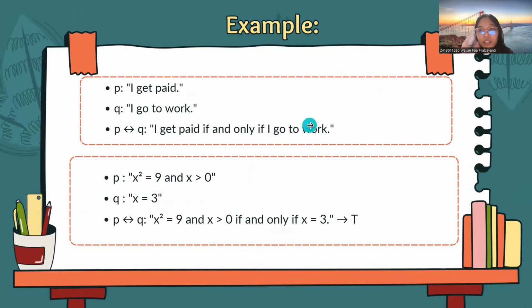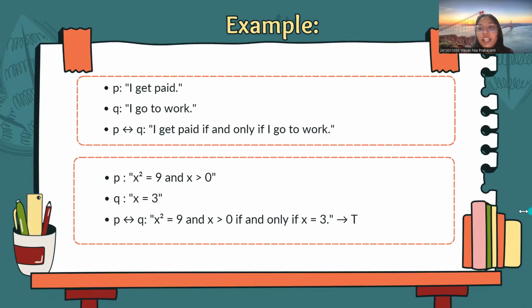The first example: P is "I get paid" and Q is "I go to work." So the biconditional will be "I get paid if and only if I go to work." Let's take a look at the other example. If P is x squared equals 9 and x greater than 0, and Q is x equals 3, the biconditional will be x squared equals 9 and x greater than 0 if and only if x equals 3. So this biconditional has the truth value true.